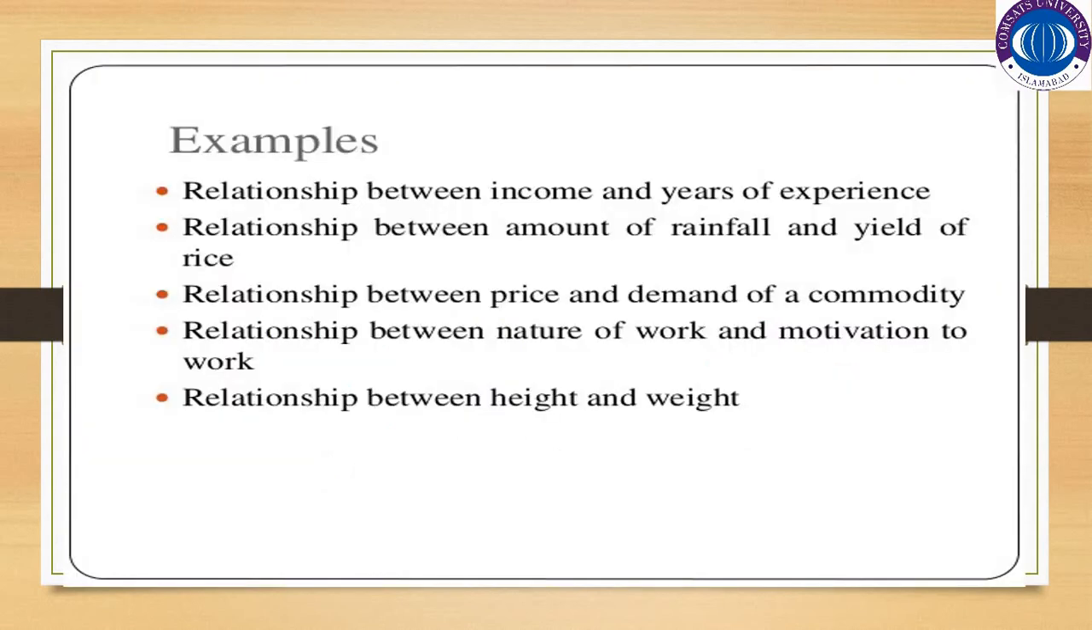Examples: relationship between income and years of experience, they obviously have correlation between them. Relationship between amount of rainfall and yield of rice. Relationship between price and demand of commodity. As you know, as demand increases, the price will also increase. And from here you can see that as years of experience of any employee increase, his or her income will also increase. Relationship between nature of work and motivation to work. Relationship between height and weight. So all these have some correlation between them. So these are the examples of correlation.